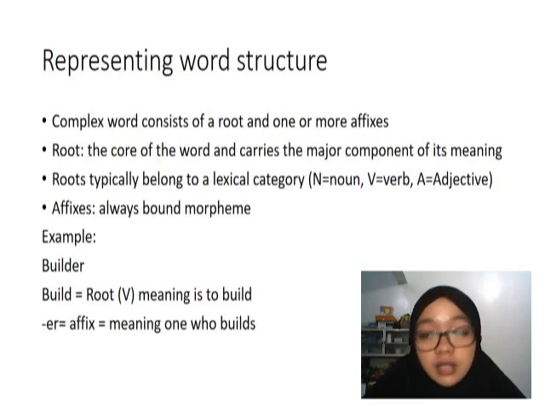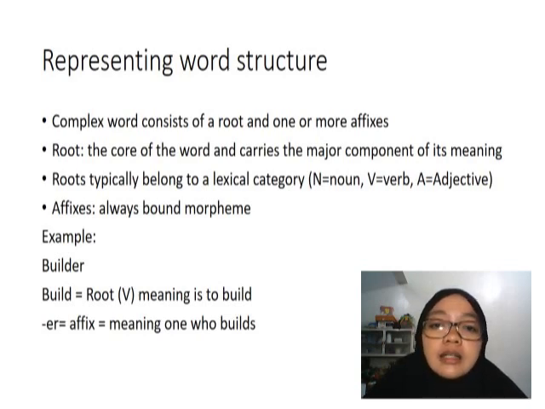A single word, the word itself, is called the root. When we talk about a complex word, it consists of a root and one or more affixes. So what is the root here? The root is the core of the word and it carries the major component of its meaning. The initial form of the word that brings the core meaning.